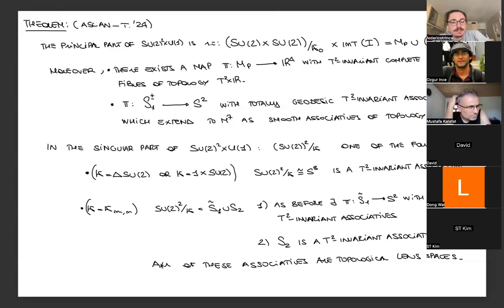But in this case, all these associatives are compact and are topological lens spaces. So this is the conclusion of the theorem, and this is essentially all I wanted to say.